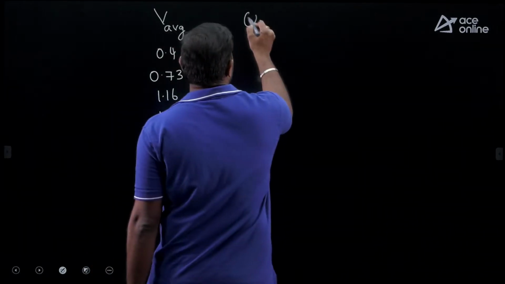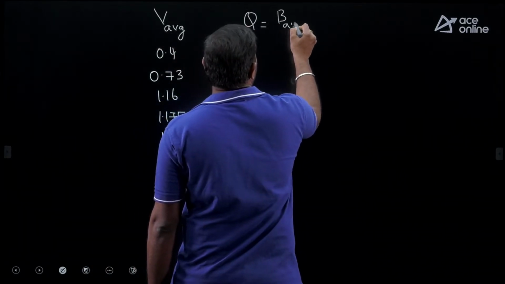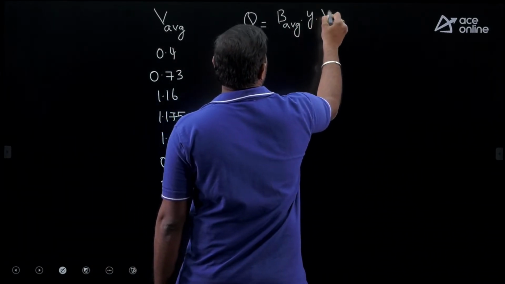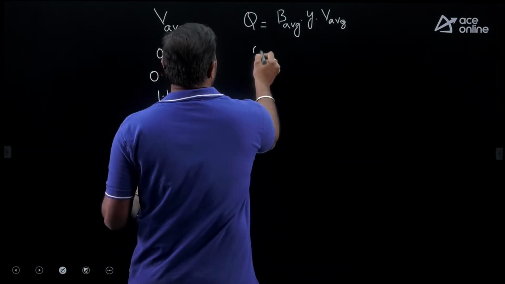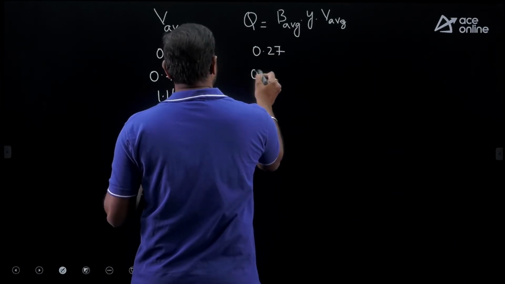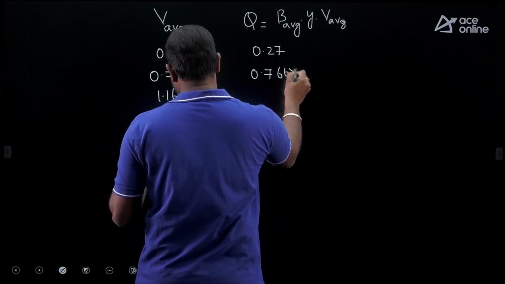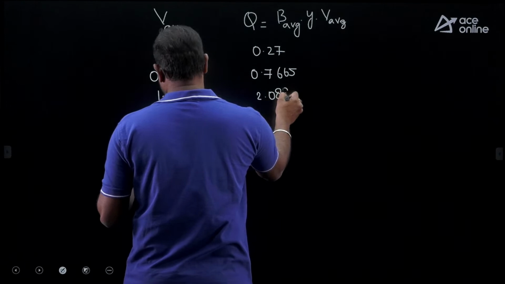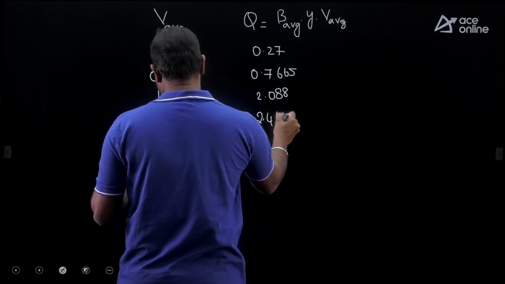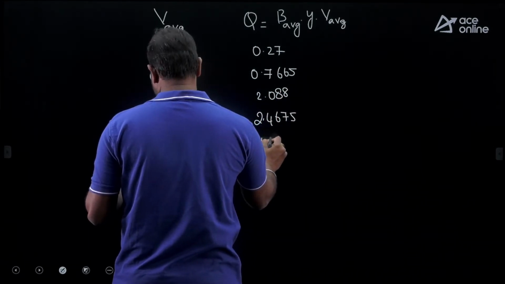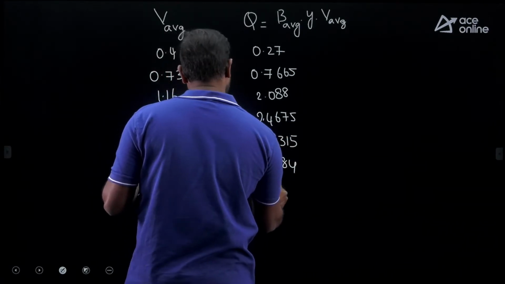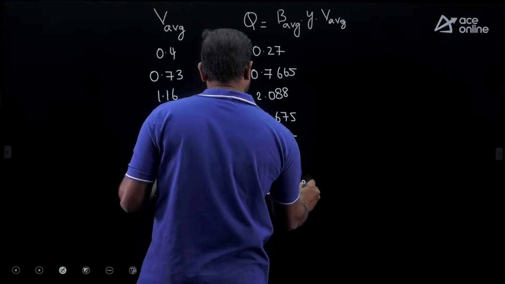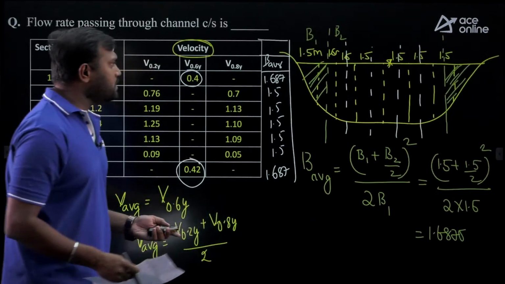Now come to the final discharge. So average width into depth into average velocity. If we find for each and every section: 0.27, 0.7665, 2.08, 2.4675, 1.8315, 0.084, 0.3189, and this is the flow rate for each and every section, right?